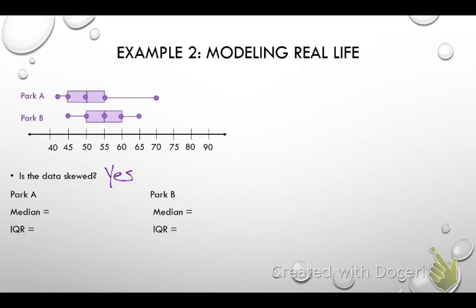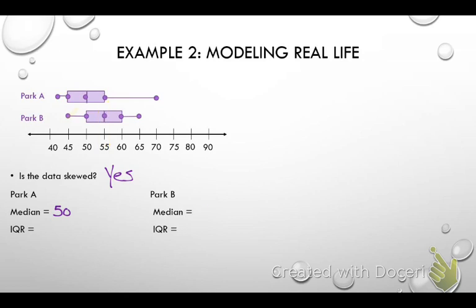What is the median for Park A? Okay, guys, it's the middle point with the line going through it. And what value is that on? Follow all the way down the number line. What's the median for Park A? 50. So you're going to write 50 for Park A. What's the median for Park B? Right where the line's going through it, it's 55.